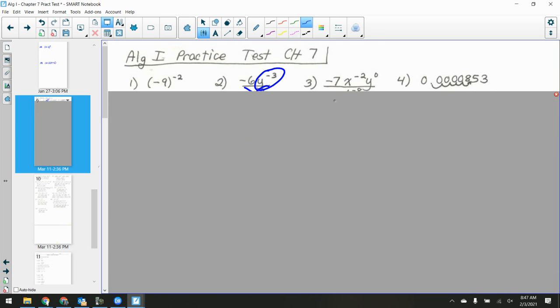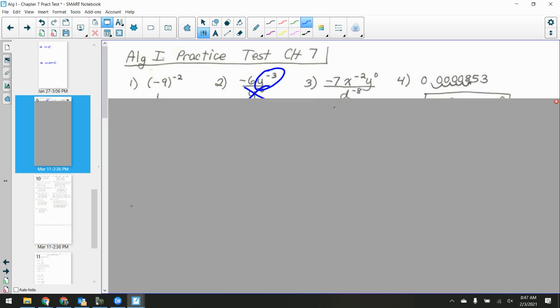And then read me number 4 in scientific notation, John. No, John. Travis. Read me scientific notation for number 4. 8.53. Good. 8.53 times 10 to the -5th.